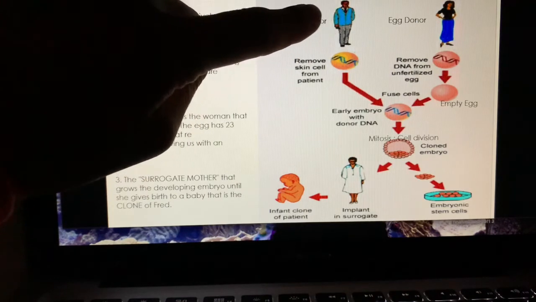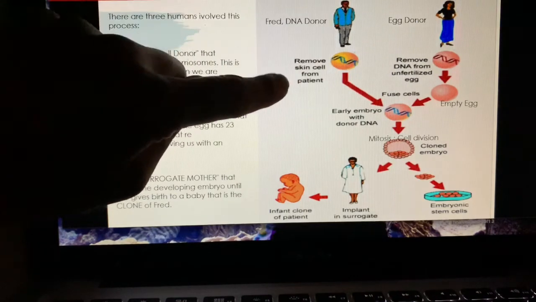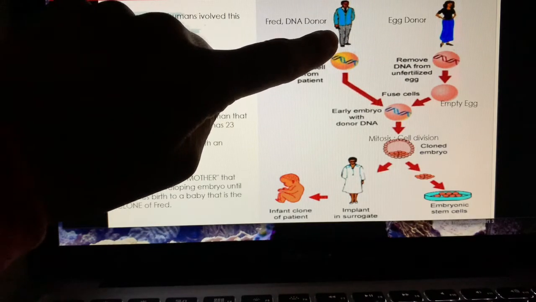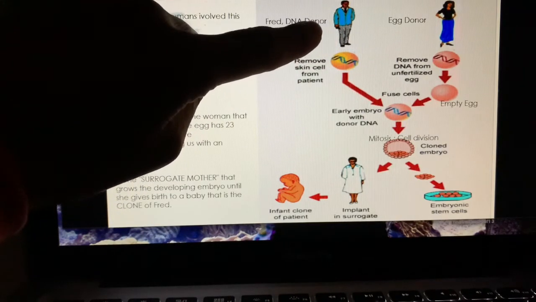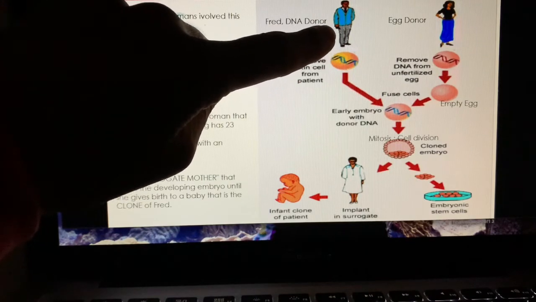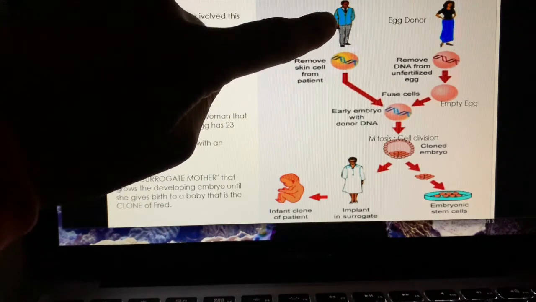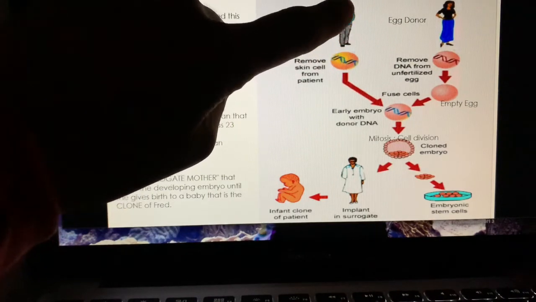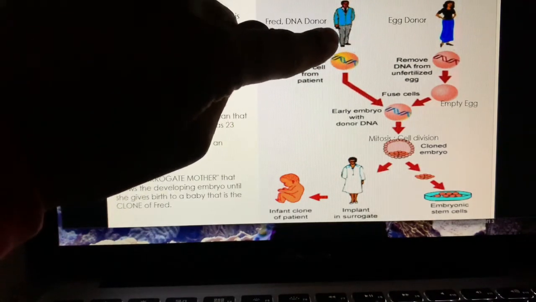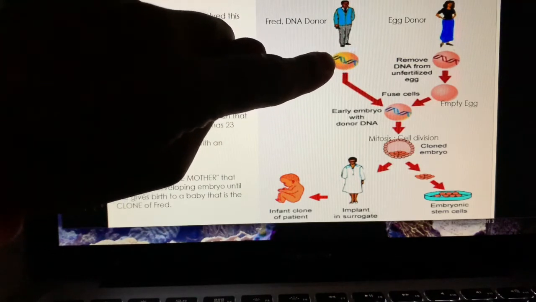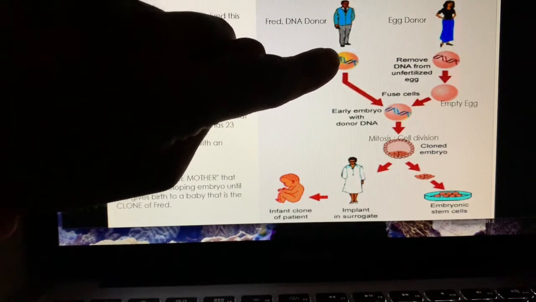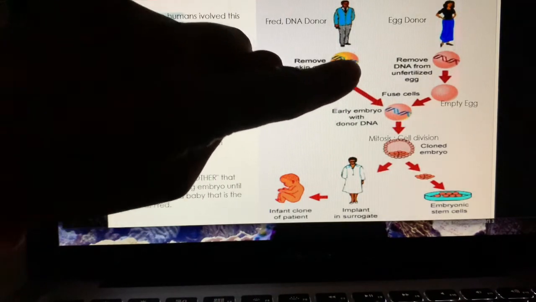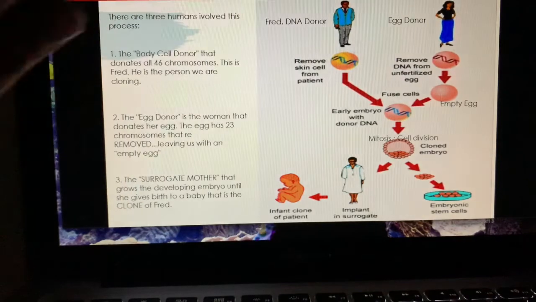Now, Fred has a whole lot of money, and he thinks he's super fancy, and he wants to have himself cloned. So what Fred does is he will remove a skin cell. It could be from his elbow, from his knee, from his belly button. But a body cell, like a skin cell, contains all 46 chromosomes, or sets of DNA, that are unique to Fred, that are coded to make Fred. It makes Fred Fred. We take that body cell with all 46 chromosomes, and we actually remove all 46 chromosomes. We take them out of the nucleus.